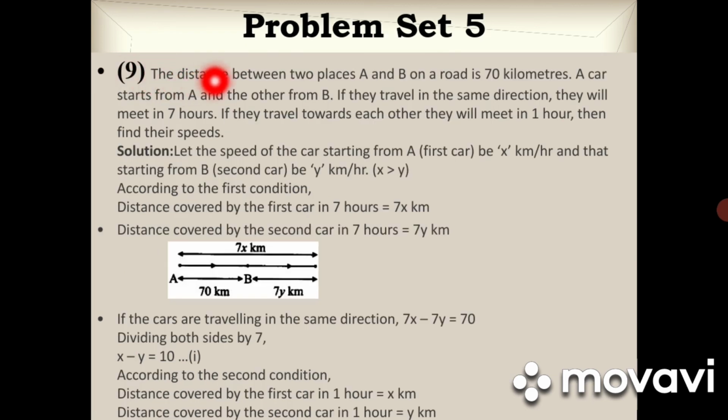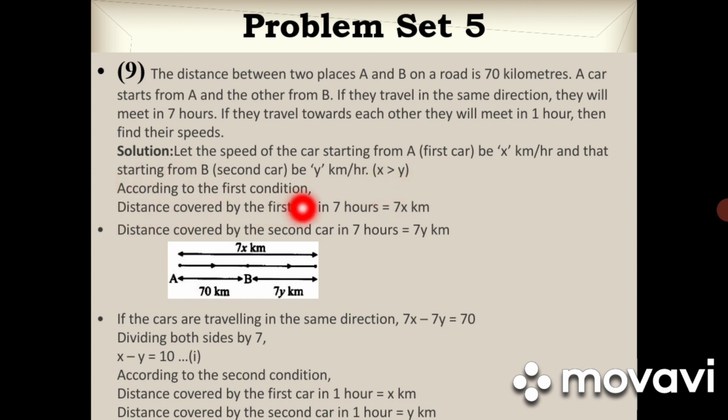Question 9. The distance between two places A and B on a road is 70 kilometers. A car starts from A and the other from B. If they travel in the same direction, they will meet in 7 hours. If they travel towards each other, they will meet in 1 hour. Then find their speeds. Solution: let the speed of the car starting from A, that is the first car, be x kilometers per hour, and that starting from B, which is the second car, be y kilometers per hour. Here x is greater than y.